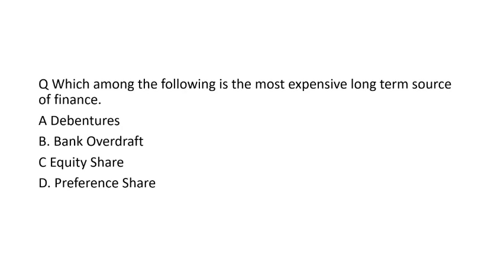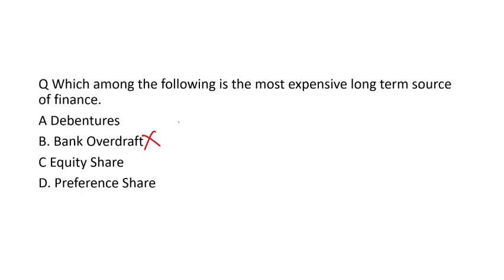Next, move to the next question. Which among the following is the most expensive long-term source of finance? Debentures, bank overdraft, equity share and preference share. First of all, you should delete the bank overdraft. Why? Because bank overdraft is not long term, it's short term, and the question is asking for long term. Now, debenture is the cheapest source of finance. Why? Because tax is not charged on debenture.